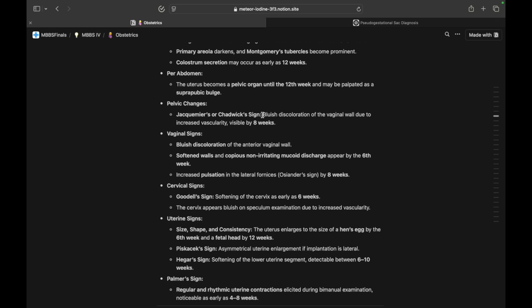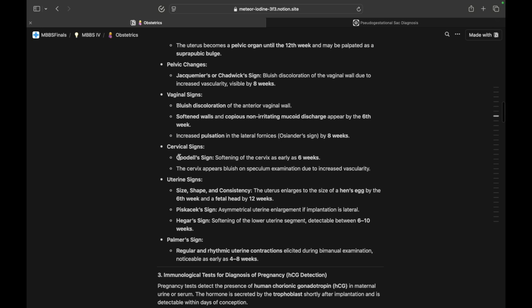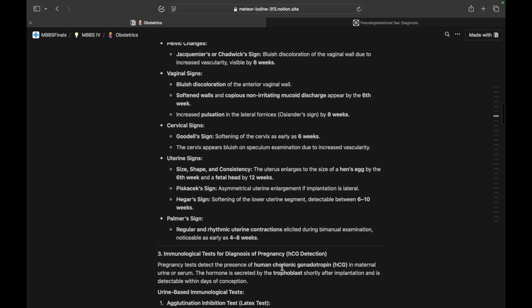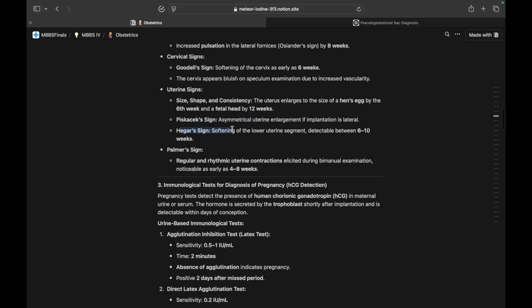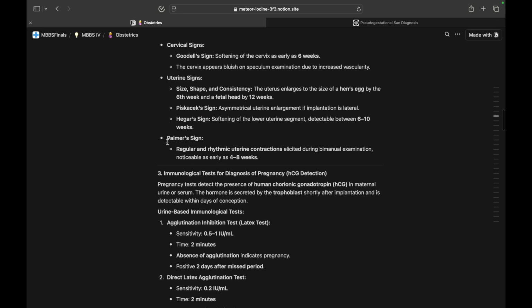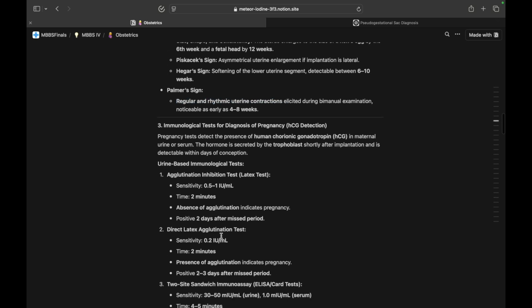We learned some named signs, Jacquemier's or Chadwick's sign, and we learnt how blue is repeated so many times: bluish discoloration of the anterior vaginal wall, same thing. Then we learnt about Osiander's sign, which is increased pulsation on the lateral fornices. Then the cervical one, Goodell's sign, softening of the cervix. Then Piskacek's sign, asymmetrical uterine enlargement in case implantation is lateral. Hegar's sign, softening of the lower uterine segment. And finally Palmer's sign, which is regular rhythmic uterine contraction during bimanual examination.